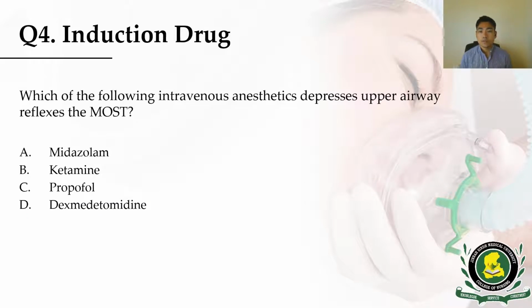So question 4. Which of the following IV anesthetics depresses upper airway reflexes the most? A, midazolam, B, ketamine, C, propofol, or D, dexmedetomidine? So you can take a second to think about that. So the answer is C, propofol. So propofol leads to more significant depression of upper airway reflexes than any of the other drugs. Upper airway reflexes are minimally affected by ketamine, midazolam, and dexmedetomidine.